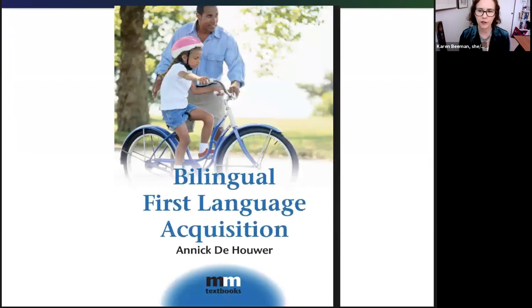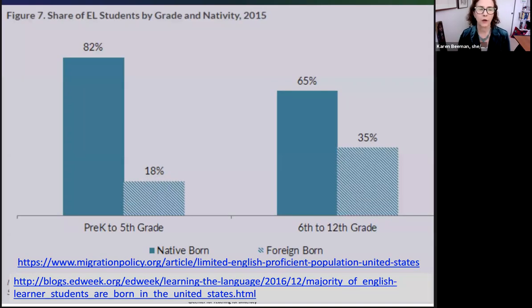And so the idea of bilingual first language has really taken hold in our field. And it's important for us as practitioners to really understand it, especially when we talk about the number of students in our country who are English learners who are born in the United States. So in the United States, we now have 82% of students K-5 born in the United States. These students are simultaneous bilinguals.